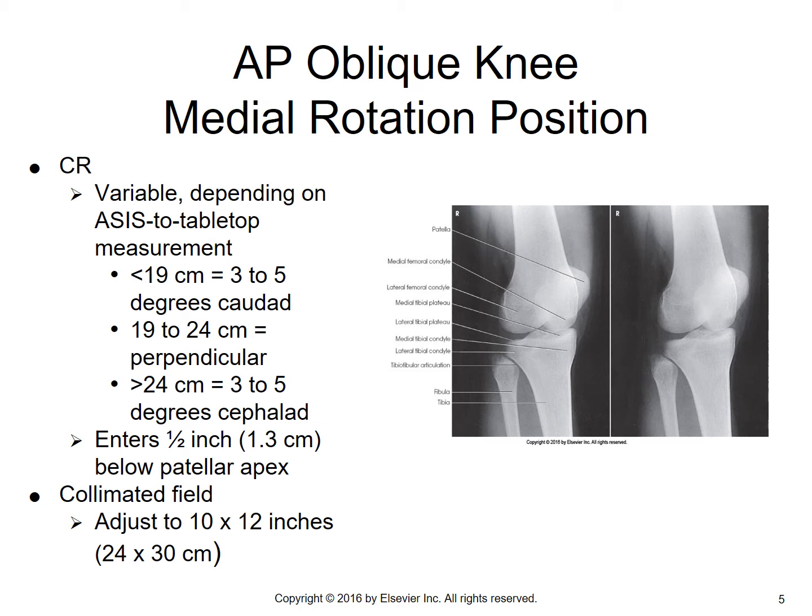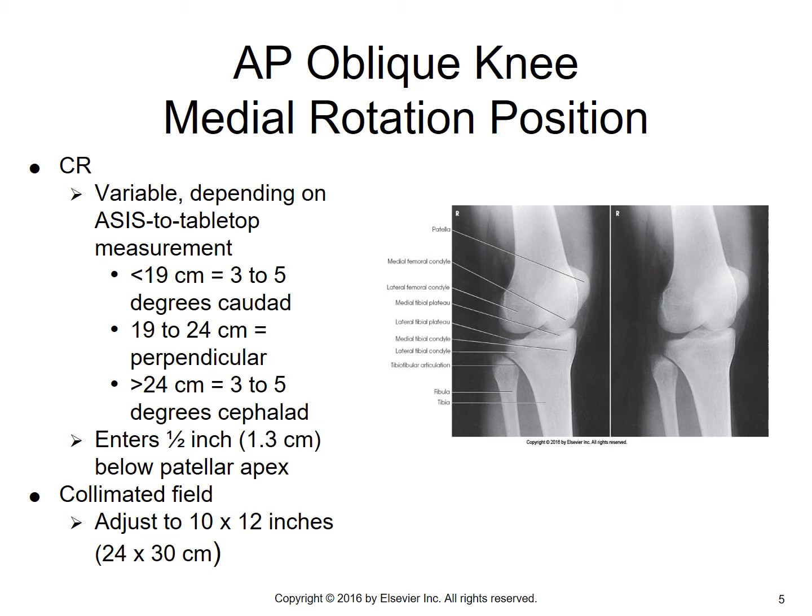For the central ray, once again, it would be dependent on the measurement from the ASIS to tabletop. Less than 19 centimeters, 3 to 5 degrees caudad, 19 to 24 centimeters perpendicular, and greater than 24 centimeters, 3 to 5 degrees cephalad. And once again, you're entering 1/2 inch below the patellar apex.